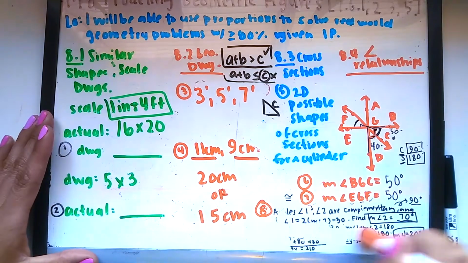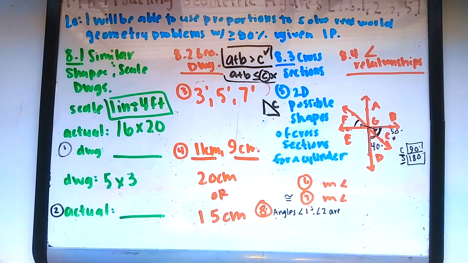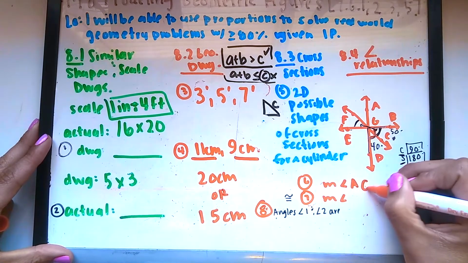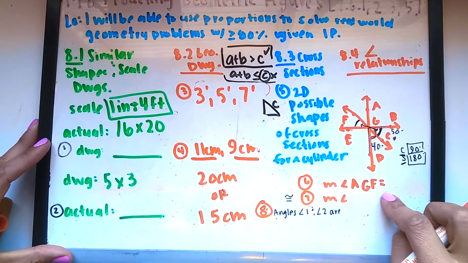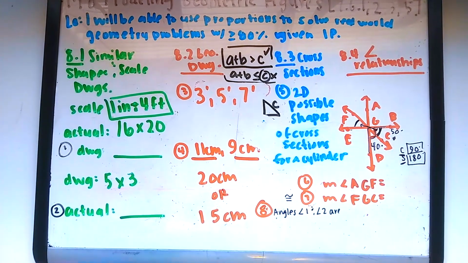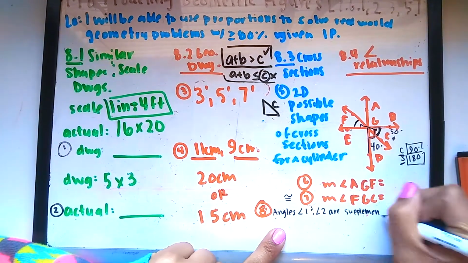So let me go ahead and give you some to do. For this one, you're gonna give me the measurement of angle AGF, and then this one FGC. Okay, find the relationships, and then this one.